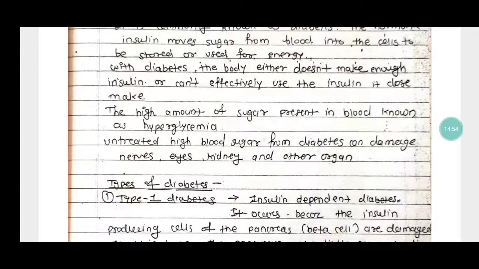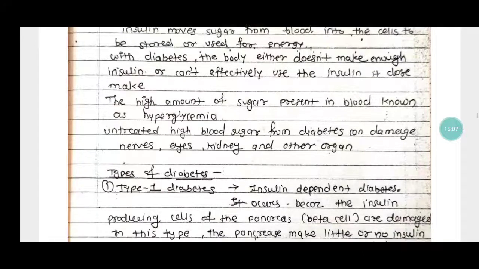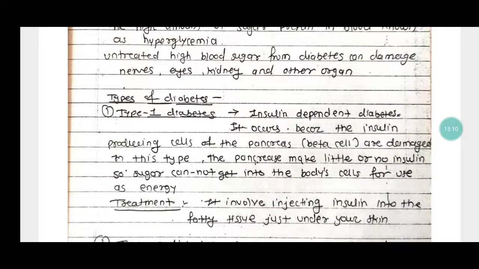The high amount of sugar present in the blood is known as hyperglycemia, and untreated high blood sugar from diabetes can damage the nerves, eyes, kidneys and other organs. There are two types of diabetes: type 1 diabetes and type 2 diabetes. Number 1 is insulin dependent diabetes, and number 2 is insulin independent diabetes. What occurs in insulin dependent diabetes? It occurs because the insulin producing cells of the pancreas, the beta cells, are damaged in this type.